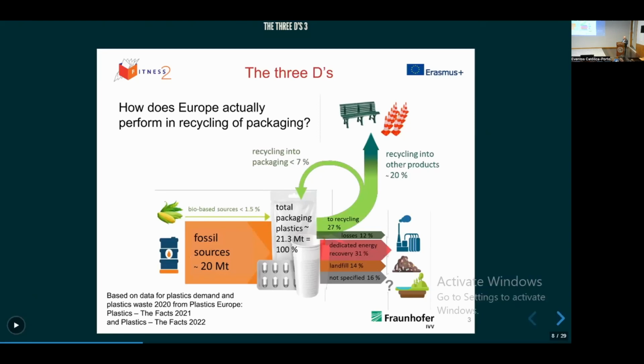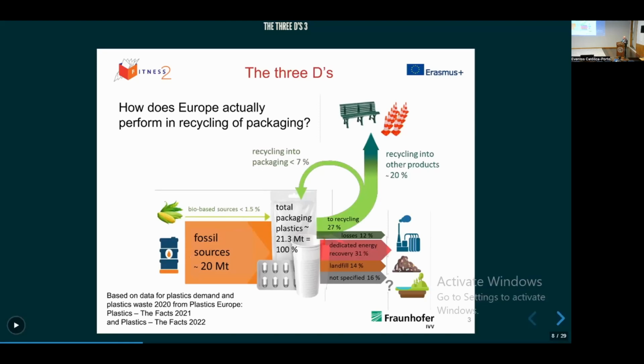If you look at those, you will see that the packaging in 2020 was made with about 20 million tons of fossil-based plastics. There is a little bit of bio-based sources, which is a different numerical source from European Bioplastics. In total, there were about 21.3 million tons of plastics used for packaging.